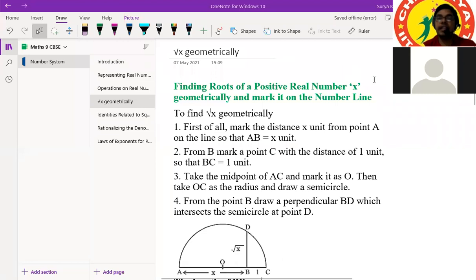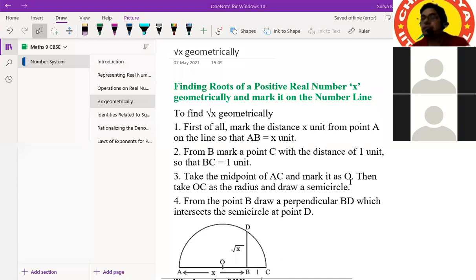Last class, what we have done. Anyone having doubt till there? Rational number, irrational number. No, sir. No one is having doubt. So last class we have read about normal real numbers, how to represent them on a number line, right?